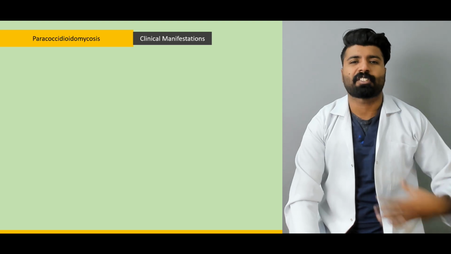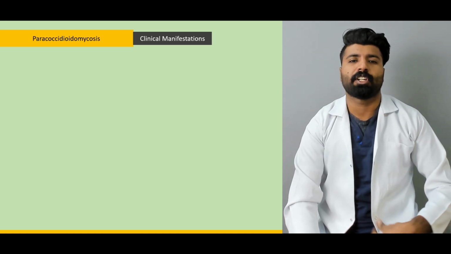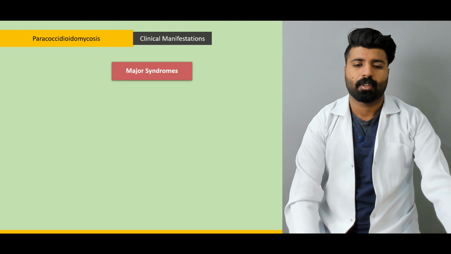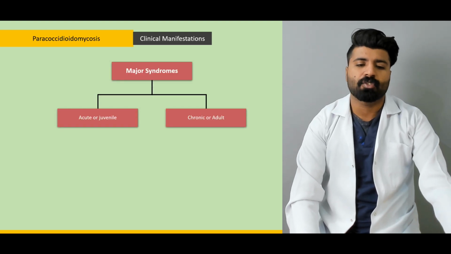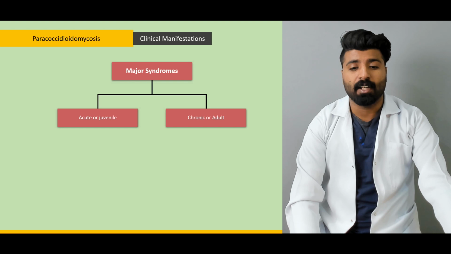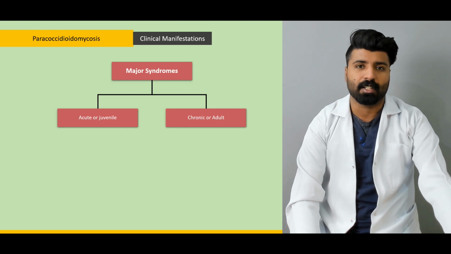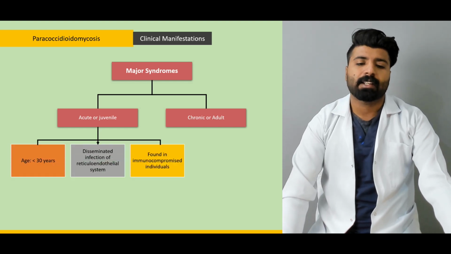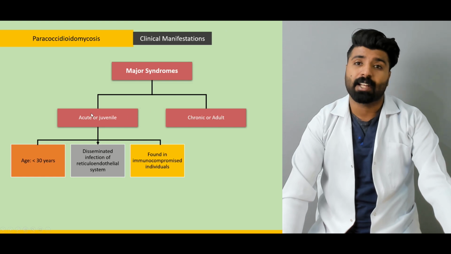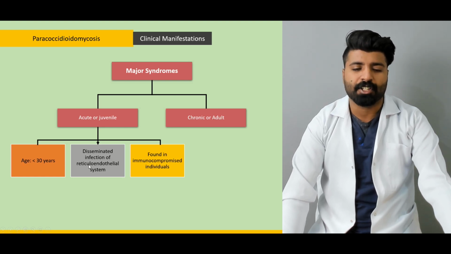So what clinical manifestations you'll be looking for in paracoccidioidomycosis? First of all, this is a major syndrome. You'll have acute or juvenile stage or chronic or adult stage, right? In acute or juvenile stage, what happens is that age is always less than 30. It's going to be disseminated infection of reticuloendothelial system, and it is found in immunocompromised individuals.